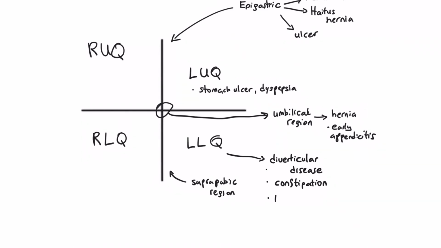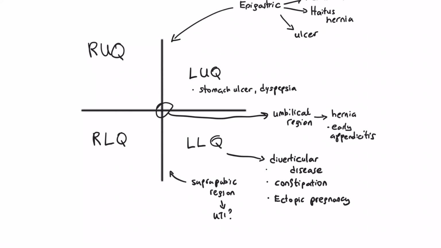We talked about this, ectopic pregnancy, and the lady will be in severe pain. And in the suprapubic region, you have things like UTI type symptoms. So it's not necessarily abdominal pain, but it's these symptoms actually. So let's just put a small arrow here, UTI.